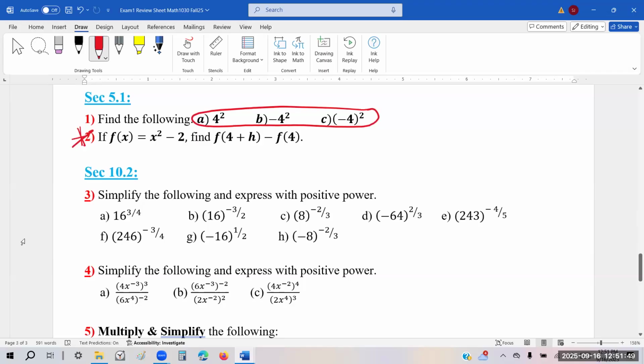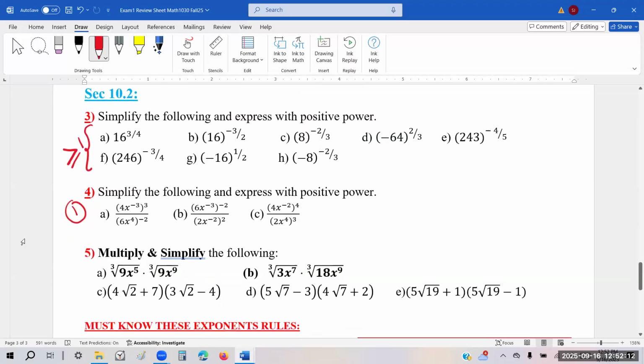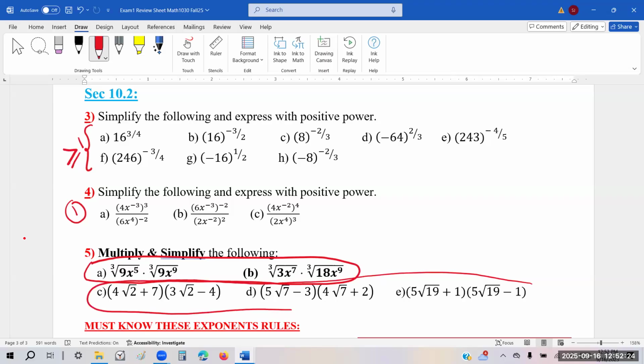Now from 10.2, from question number 3, I'll give you at least one. So it could be one or more than one. But from 4, I'll give you only one. From 4, only one, but from 3, I may give you more than one, but definitely one. From question number 5, there will be one from AB. You multiply and simplify. And there will be at least one from CDE.